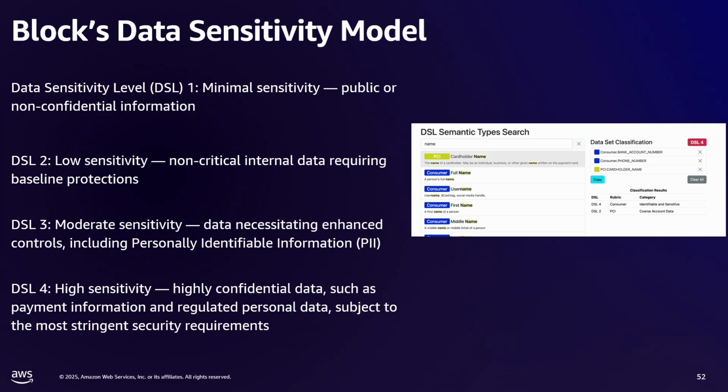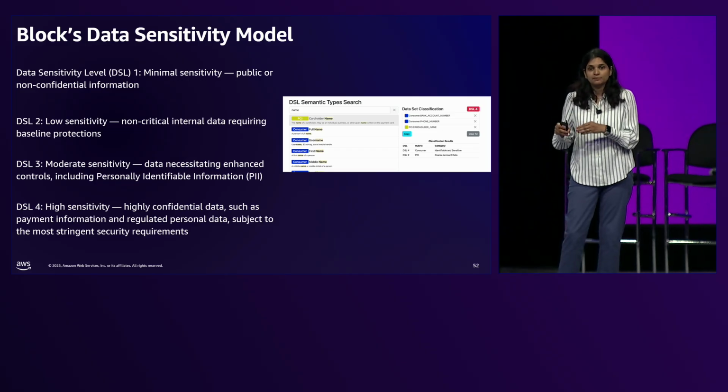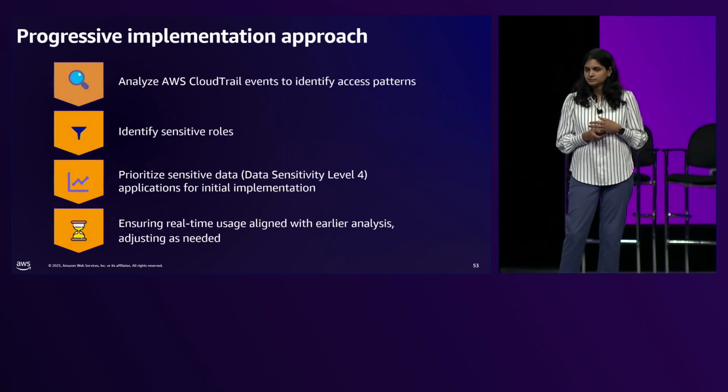DSL3 is our moderate sensitivity. It includes records like personally identifiable information and other sensitive things which need to be compliant with privacy standards. DSL4 is our highly secure and regulated data. It's payment information, regulated personal information. These have the strongest security, monitoring, and guardrails attached to them. So we picked apps based on our DSL4 because we knew that applying data perimeter to these accounts would give us the most security benefits, because these are crown jewels. We want to protect them.